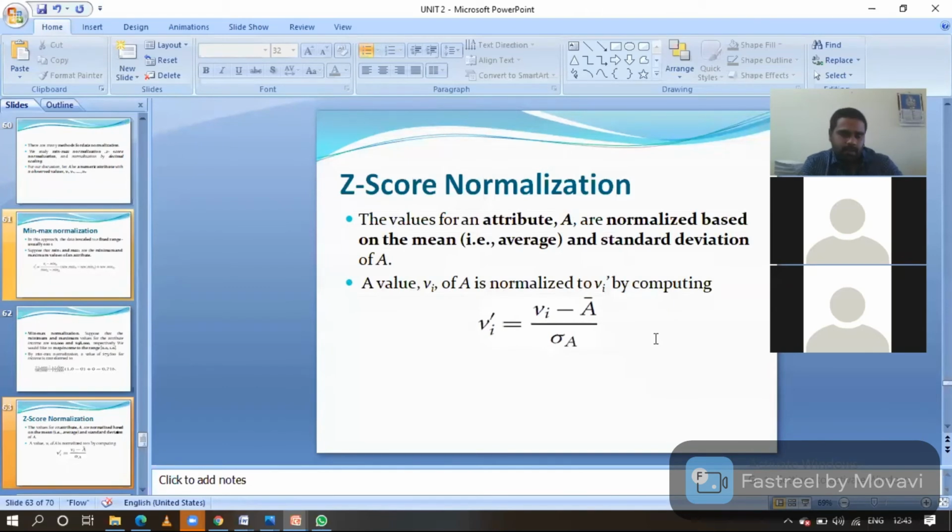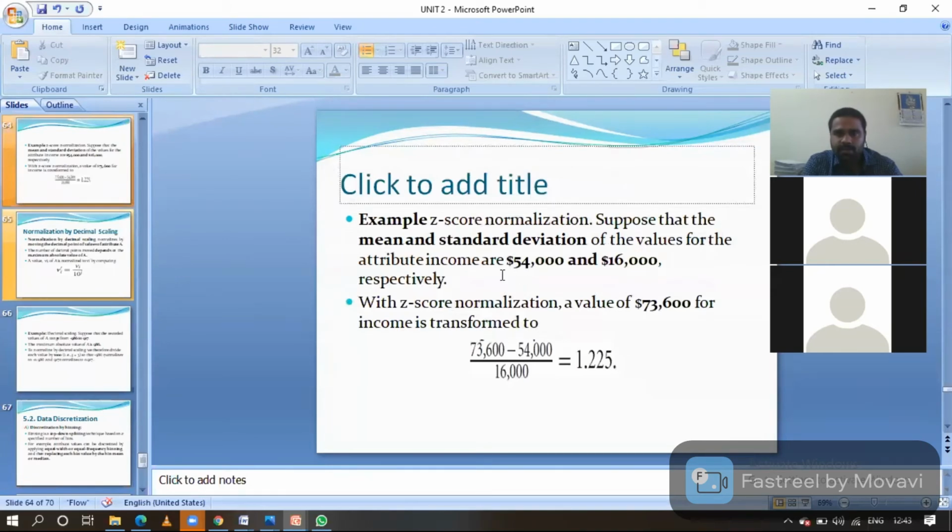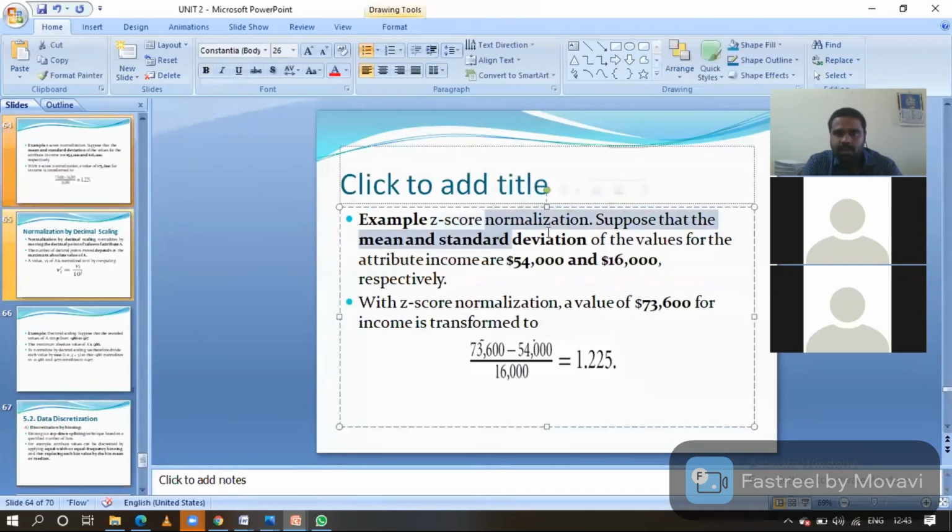Let us see one example related to this, then we can easily understand, guys. This is the example for Z score normalization. The problem here is they have given the mean as well as the standard deviation. The mean of that attribute is 54,000, and the standard deviation of that attribute is 16,000. For 73,600, they want the new value.